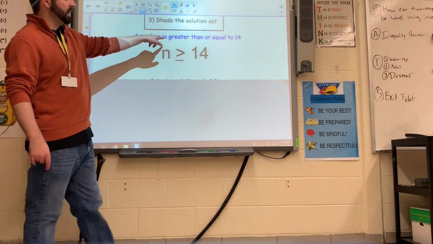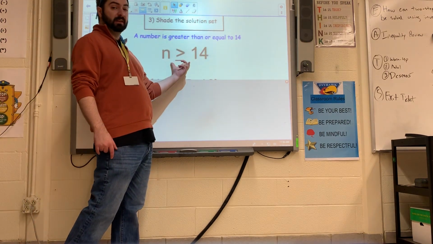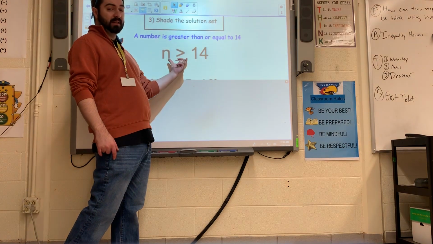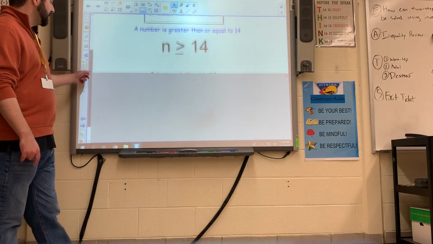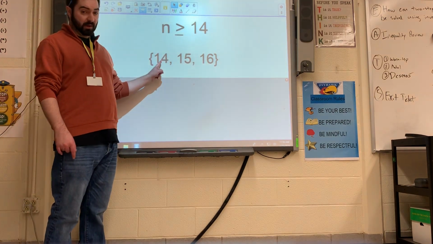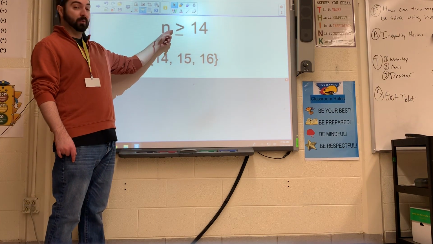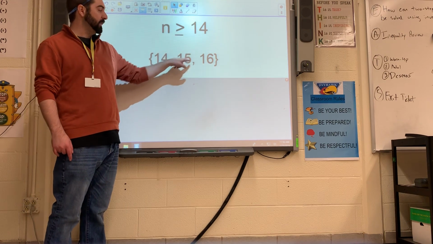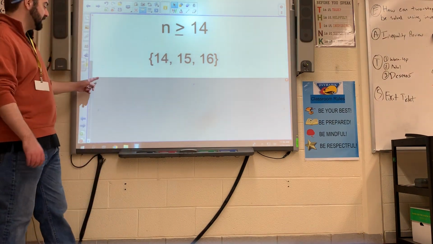We have a number is greater than or equal to negative 14. So the first thing is I took those words and I translated it into math. Then I came up with 3 numbers. Well, I know it could be equal to negative 14, so I started with negative 14. I needed 2 more numbers that were greater, to the right, 15 and 16. That's 3 numbers right there.